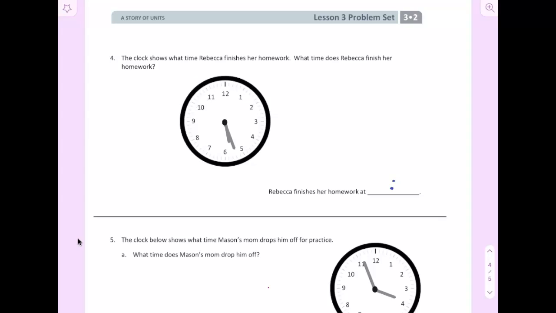So I'm going to put my colon because the minutes always come after the colon. And now the hour. We see the hour hand is pointing right here. It's not at the 6 o'clock yet. It's in the 5 o'clock hour. So I'm going to put 5:27.